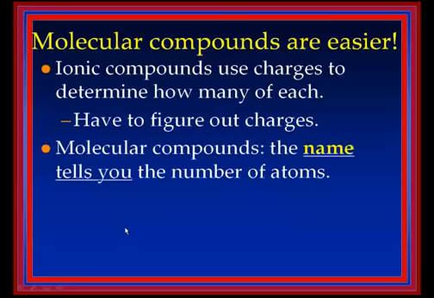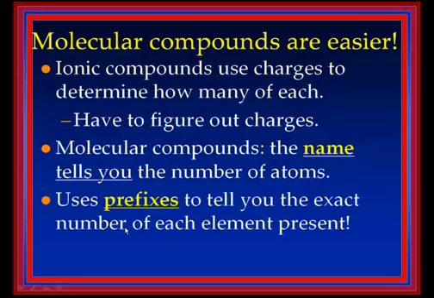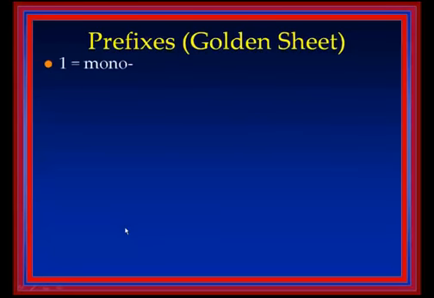So with molecular compounds, the name tells you the number of the atoms. With ionic compounds, we had to use charges to figure out which one is which. With molecular compounds, we learn prefixes to tell you the exact number of each element present. So your prefixes are pretty simple. Okay, they're listed on your golden sheet.